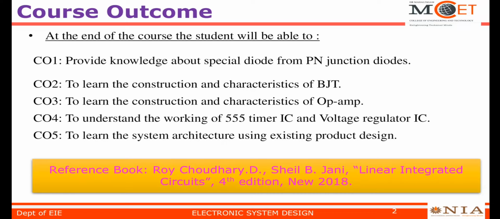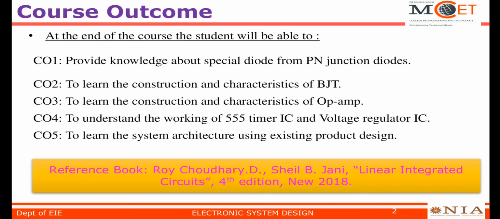First, we start with diodes, that is the basic level PN junction diode. Then, we move on to some special purpose diodes like Zener diodes, Schottky diodes, etc. Then we focus on transistors and then we progress towards the IC components like op-amp, 555 timer, etc. Finally, we learn about the design of basic system architecture by using the above components. So these are the main objectives, or can also be stated as course outcomes, of this course.